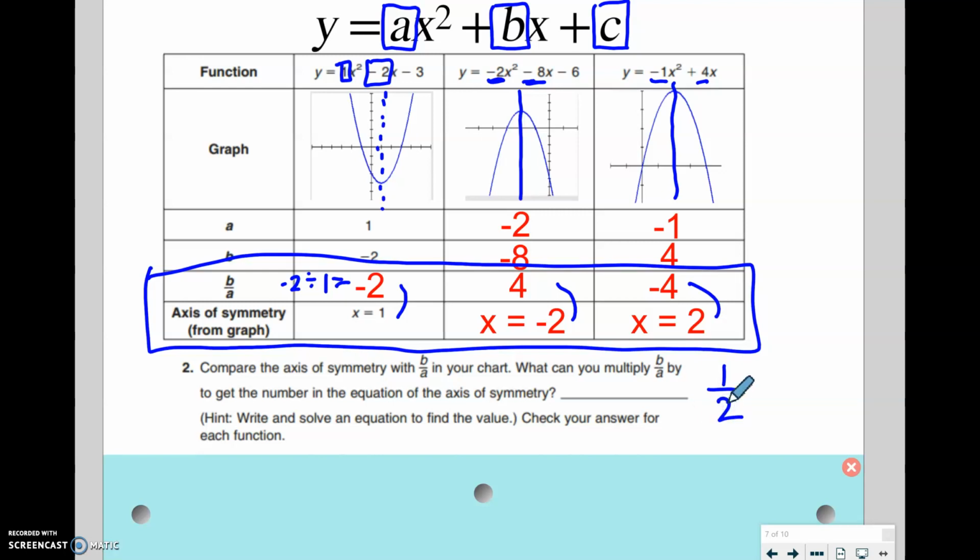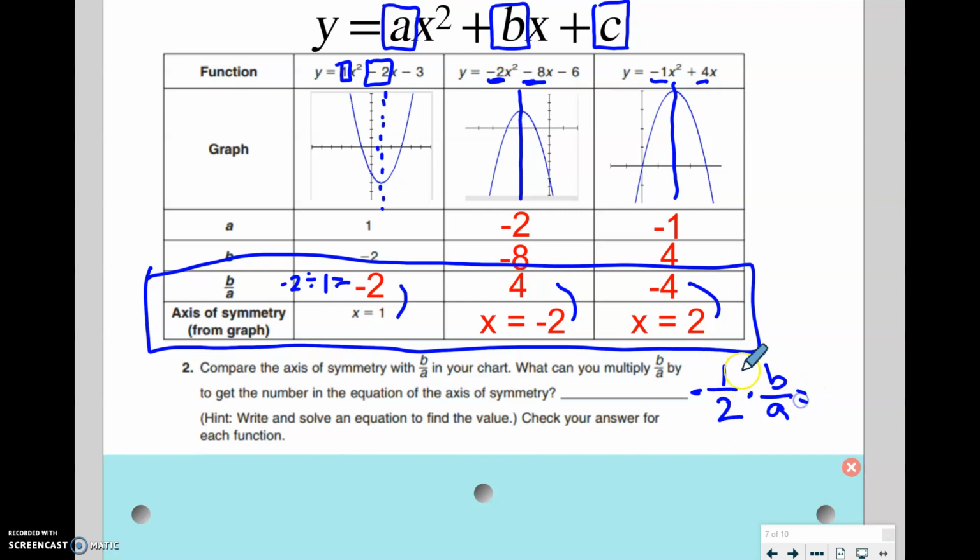So I'm always taking half of what the b over a is. And then another thing that I see is my b over a is negative, then positive. Then this one's positive, then negative. See how it changes the sign? So what that makes me think is that I am really taking -half times b over a. So I'm taking half of b over a, and I'm taking the negative or the opposite of that b over a to figure out my axis of symmetry.